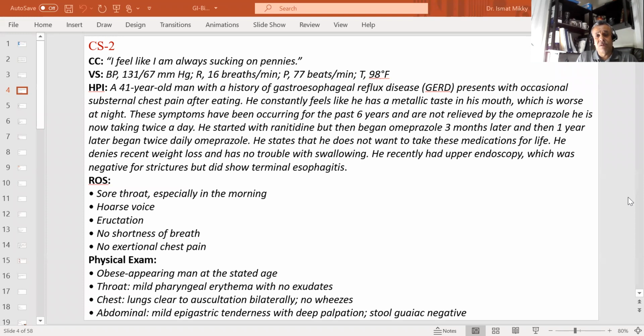This patient also has manifestations of the disease. He constantly feels like he has a metallic taste in his mouth, and it is not relieved. This has been going on for the past 6 years. These symptoms are not relieved by omeprazole, and he started ranitidine, which is an H2 antagonist.